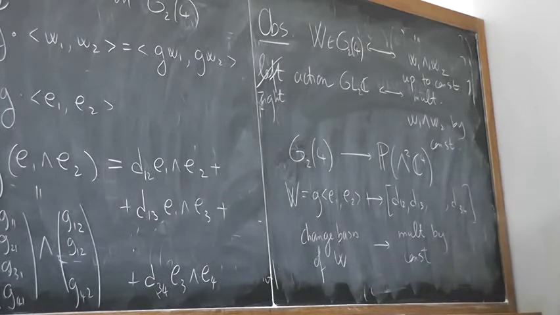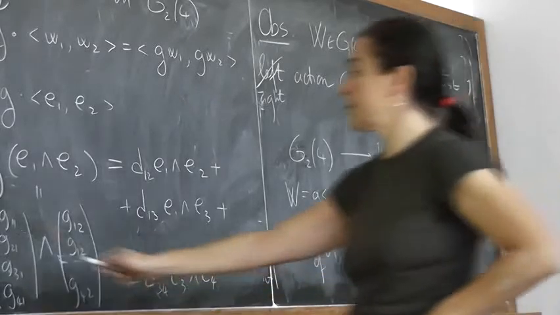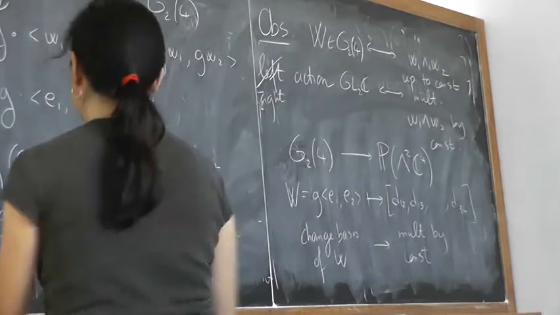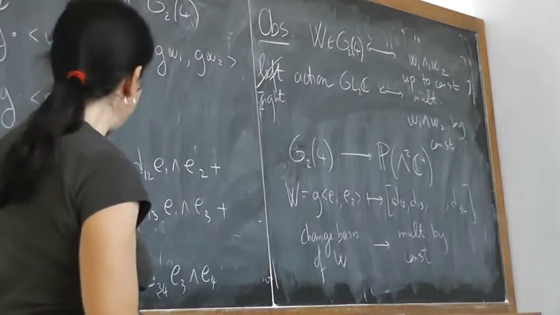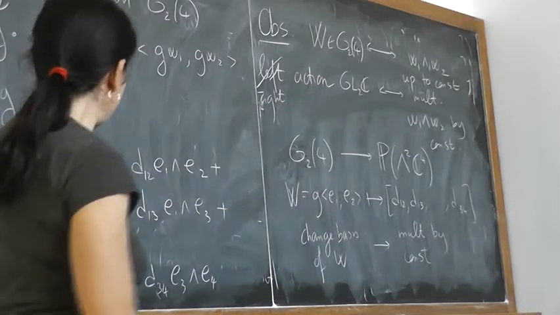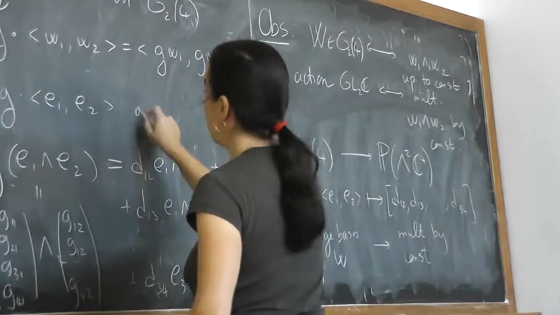What is it? D12, D13 are determinants of the rows. This matrix, this, the minus. Okay. The minus. Of that matrix. Okay. So this will be. Yes. No. Let's write this.